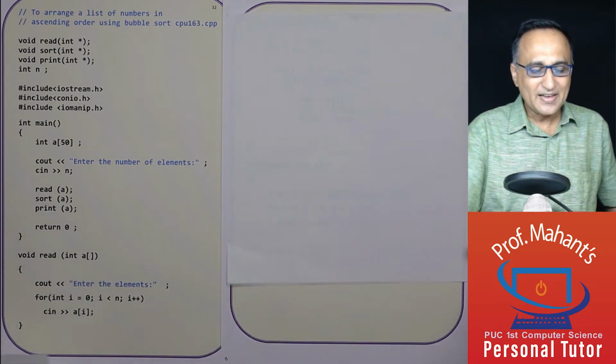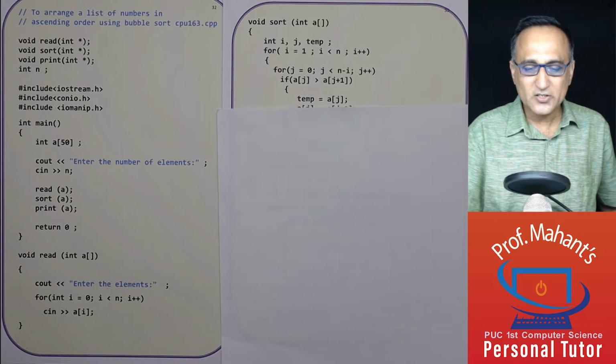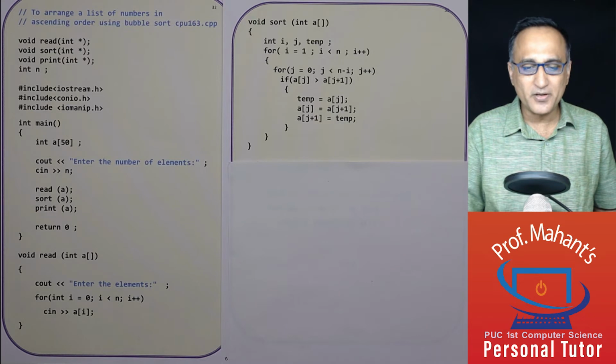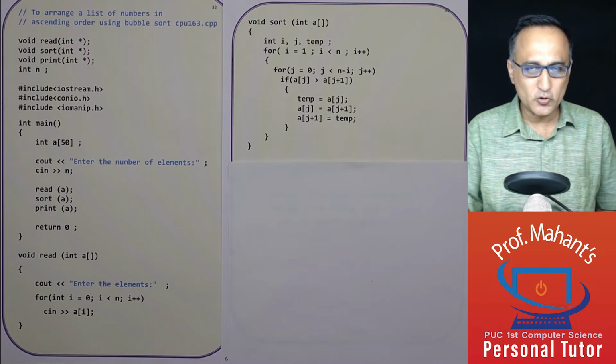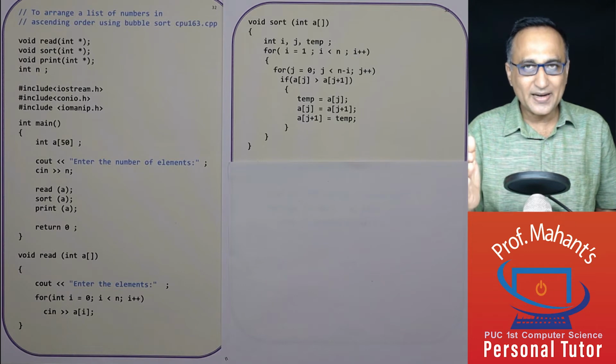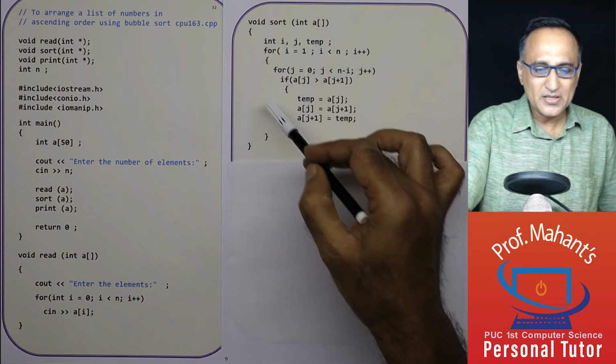Then once I read, I'm going to call a function called sort. I'm not really going to explain the logic here because this has already been done, and there's no point in redoing it. For those of you who are not clear with the logic, go back to the chapter on arrays and look at bubble sort using single dimensional arrays. So here I am doing the sort.